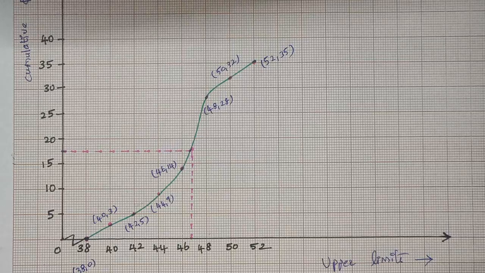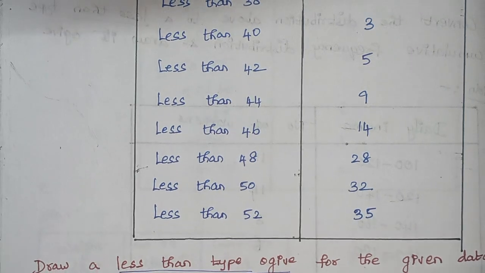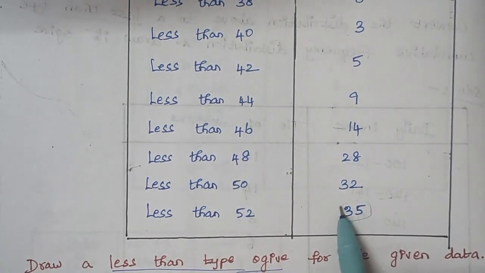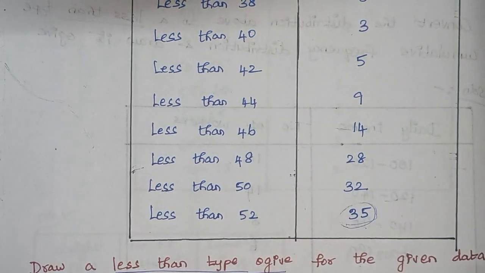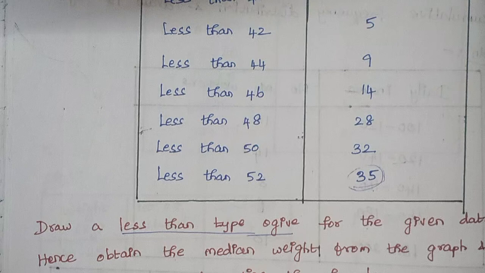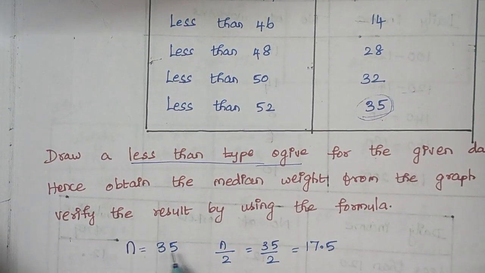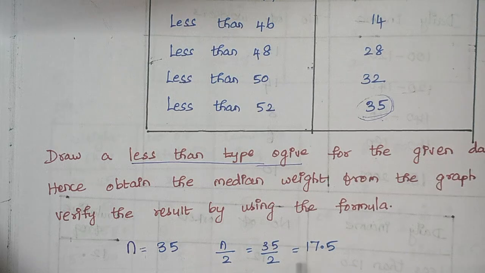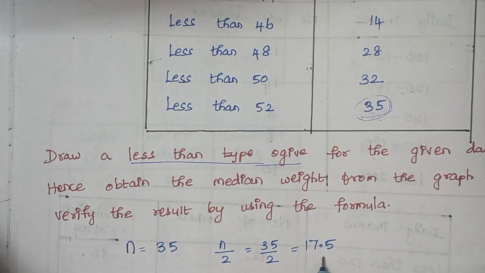So how do we calculate the median here? When you look back at the table, what is the maximum value of frequency? You see here the maximum value is 35. So 35 by 2 is 17.5. I have written the value of n is 35, therefore n by 2 is 17.5. So this is the value of cumulative frequency.